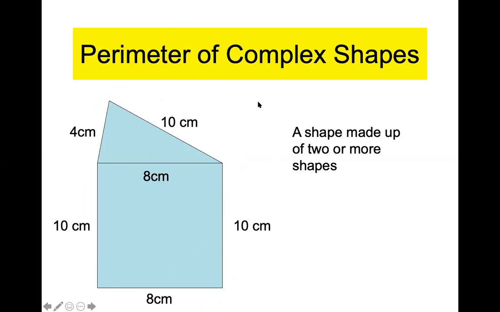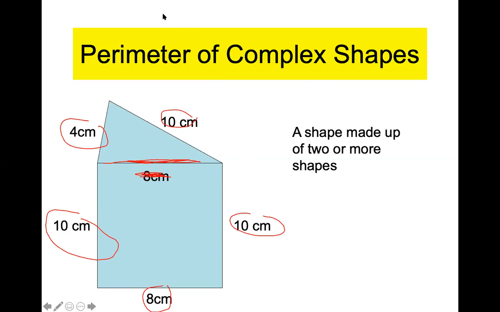You simply add up the numbers that you need. So which numbers do I need? Well, let's see. I need this one, this one, this one, and this one. I do not need the 8 right here because that's not part of the perimeter, that's on the inside. So this would be 10 plus 10 plus 8 plus 10 plus 4.